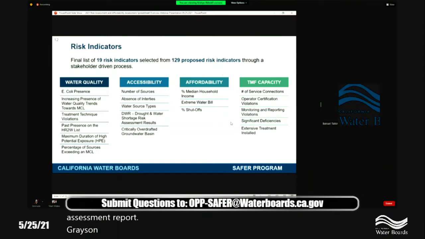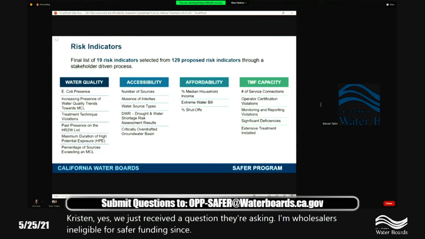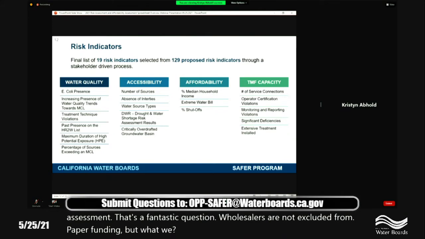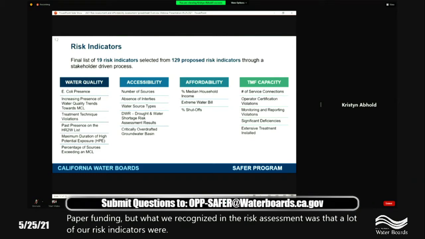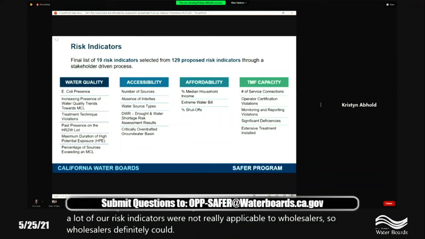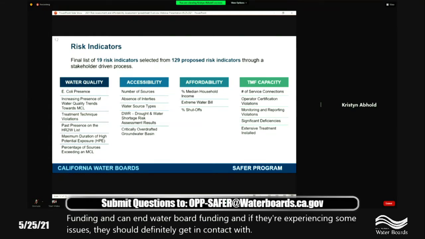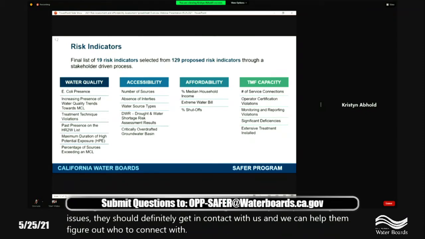Kristen? Yes. We just received a question. They're asking, are wholesalers ineligible for SAFER funding since they have been excluded from the risk assessment? That's a fantastic question. Wholesalers are not excluded from SAFER funding, but what we recognized in the risk assessment was that a lot of our risk indicators were not really applicable to wholesalers. So wholesalers definitely could still access SAFER funding and Water Board funding. And if they're experiencing some issues, they should definitely get in contact with us, and we can help them figure out who to connect with. So that's a fantastic question.